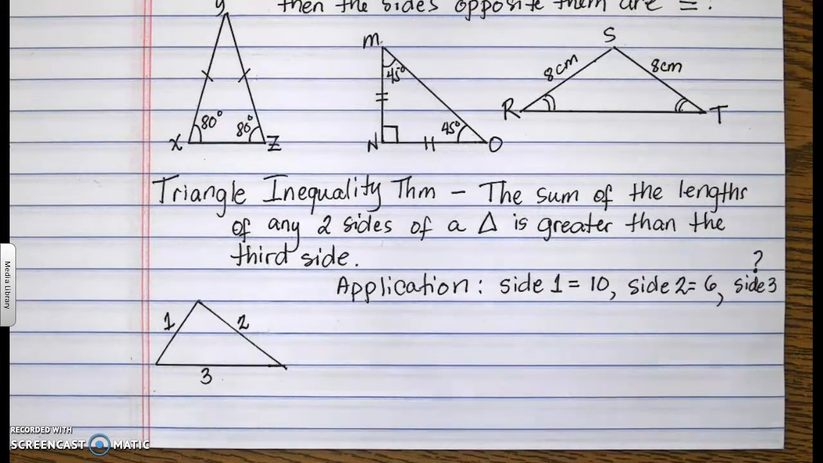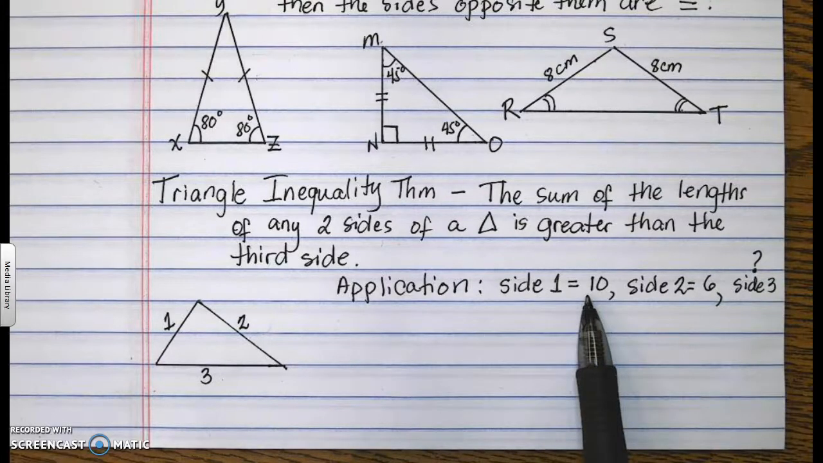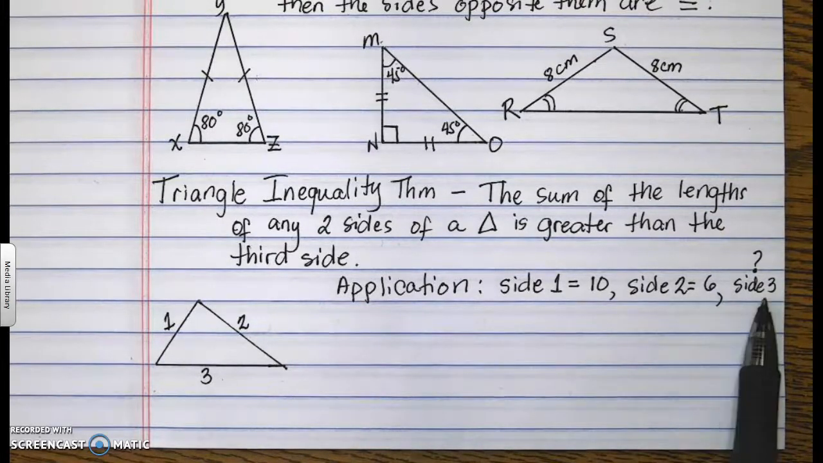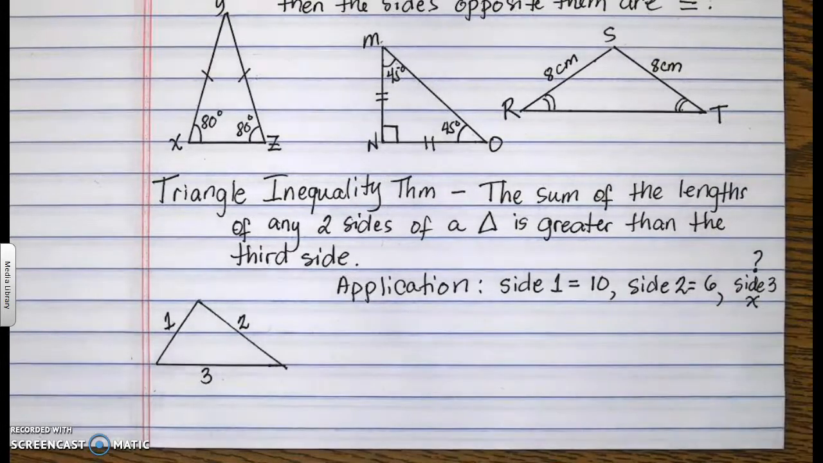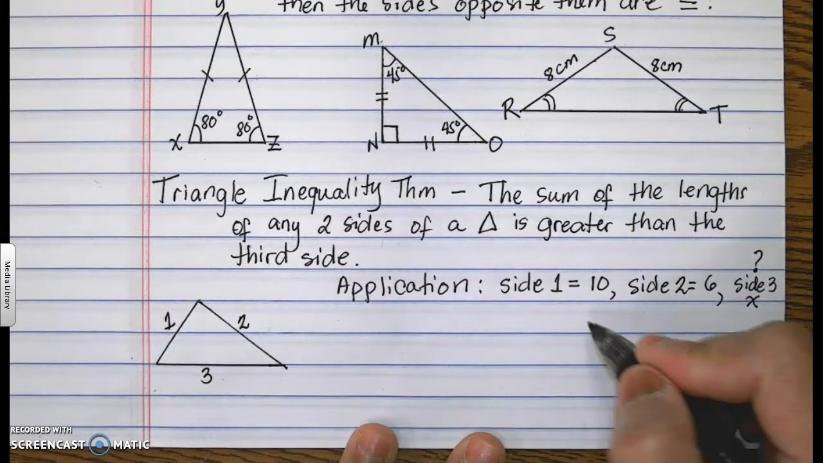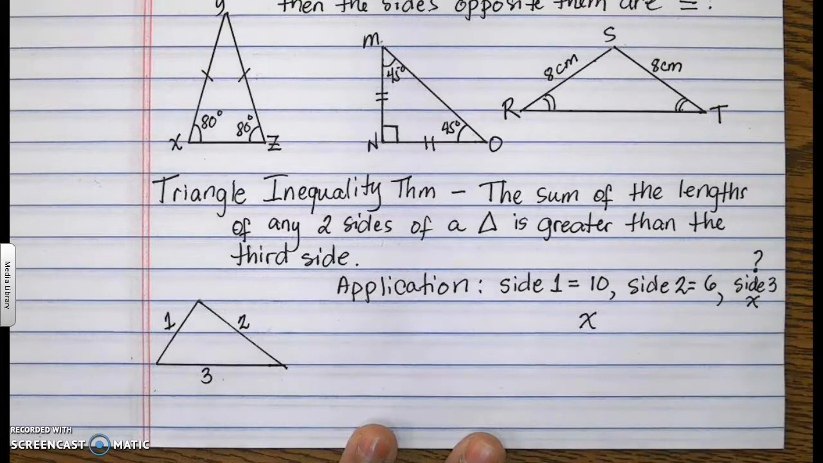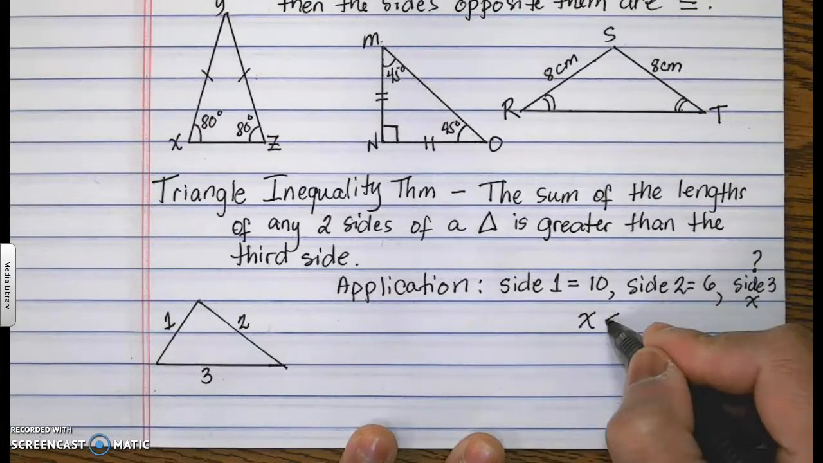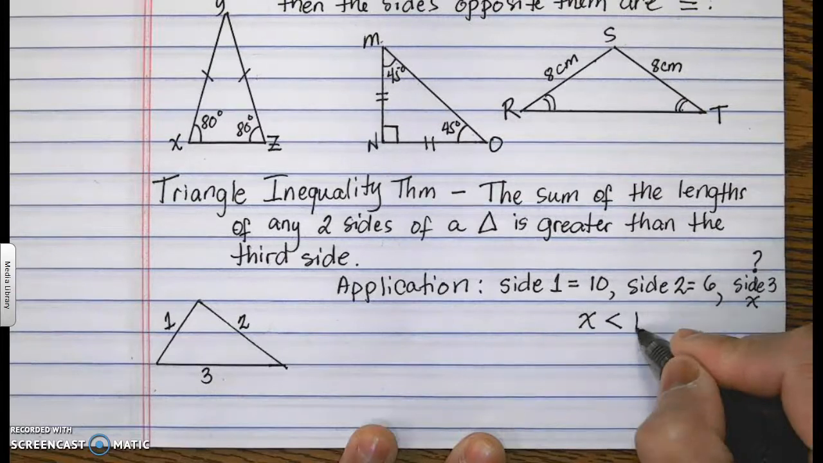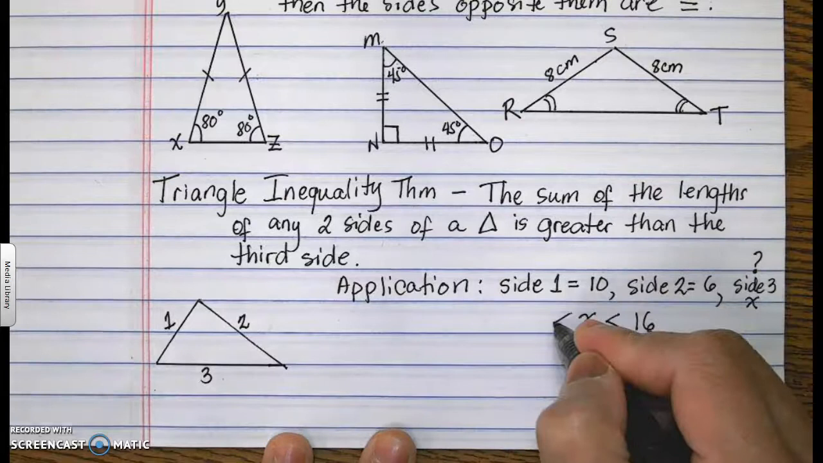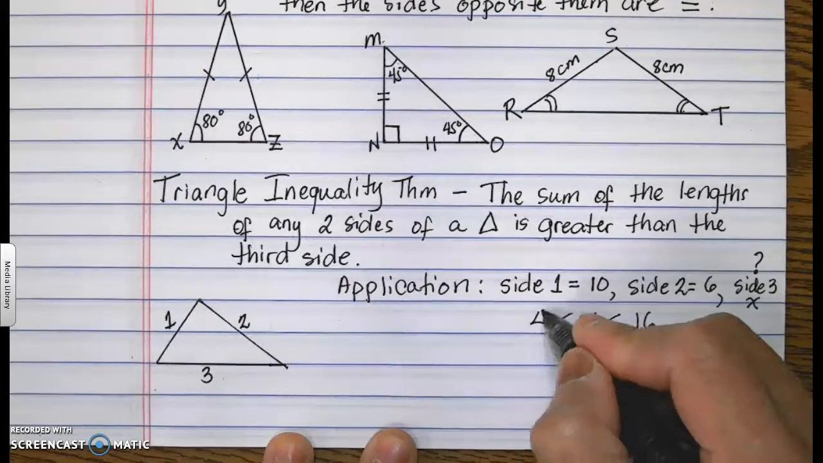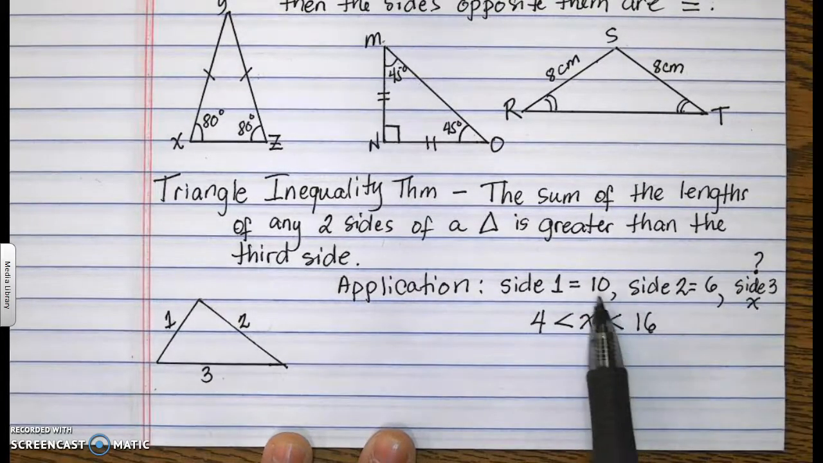Okay, for our example, let us now have side 1 as 10, side 2 as 6. What is side 3? Let's say that side 3 is an x. Let's find side 3. We know that based off of this theorem, side 3 must have a length that is less than 16, which is the sum of 10 and 6, but greater than 4, which is the difference between 10 and 6.